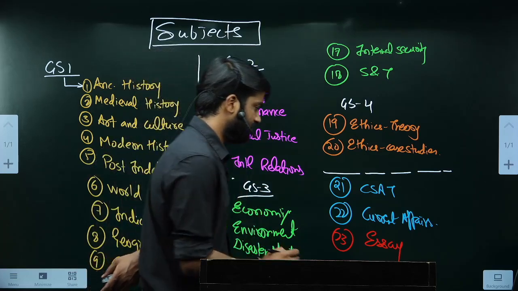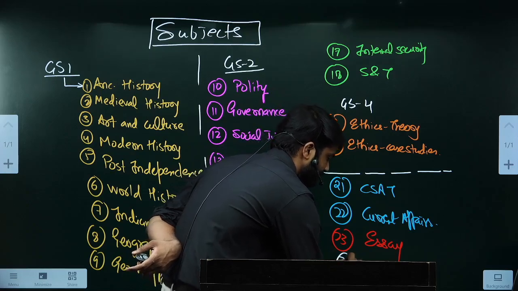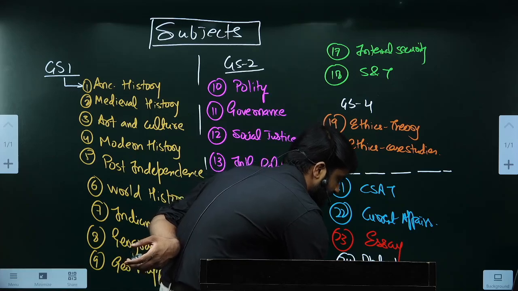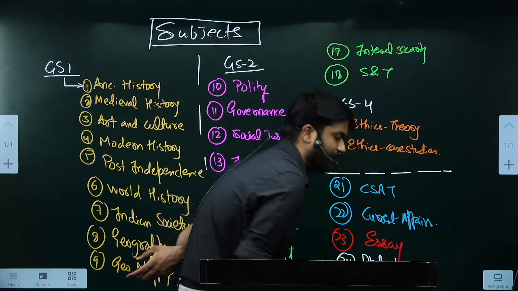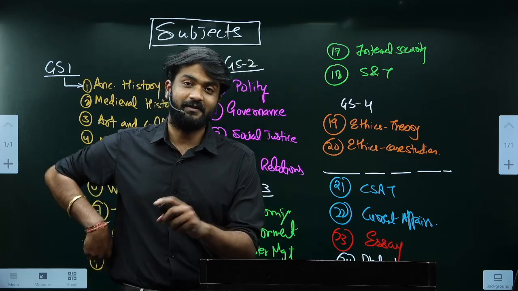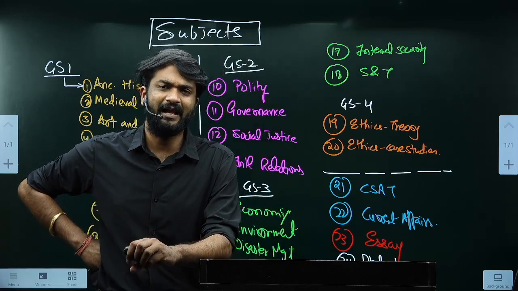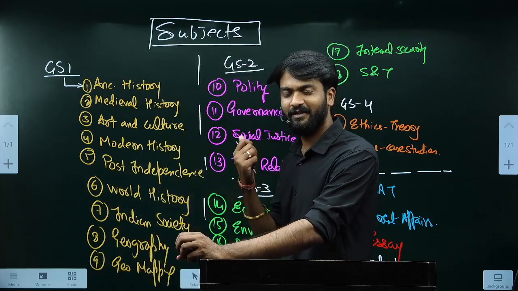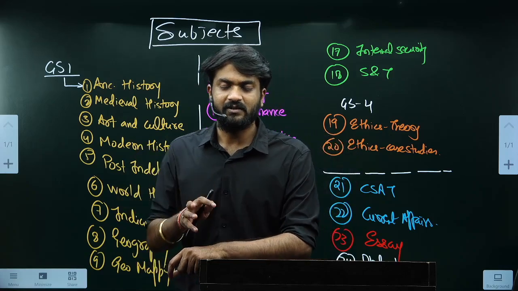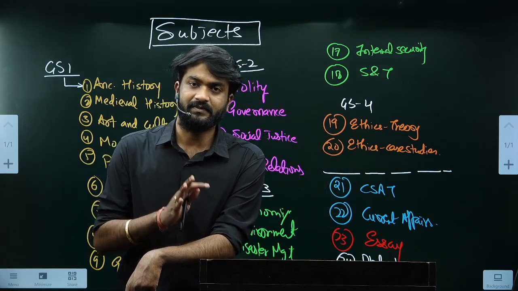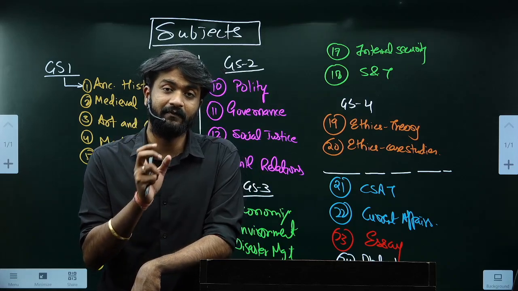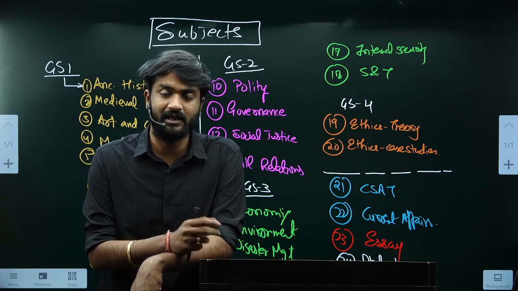So I'm writing the 2 papers of the optional subject. Although the subject is the same, since there are 2 papers, I'm writing both of them separately. So 20+ subjects, almost 25. If you ignore geography mapping, since geography mapping is a part of geography, you eliminate it. Then also you have to prepare 24 subjects. So what I'm trying to say is, 20+ subjects you have to prepare when you are preparing for the UPSC exam.